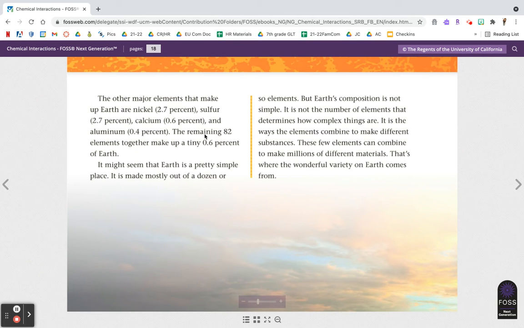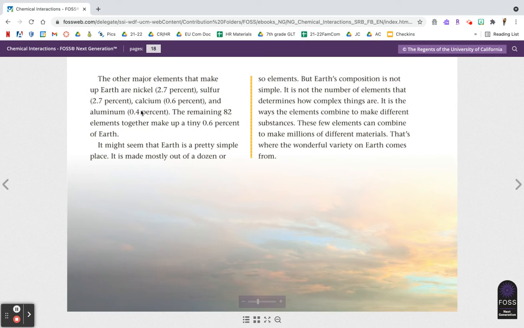The other major elements that make up Earth are nickel, 2.5%, sulfur, 2.7%, calcium, 0.6%, and aluminum, 0.4%. The remaining 82 elements together make up a tiny 0.6% of Earth. It might seem that Earth is a pretty simple place. It is made mostly out of a dozen or so elements.